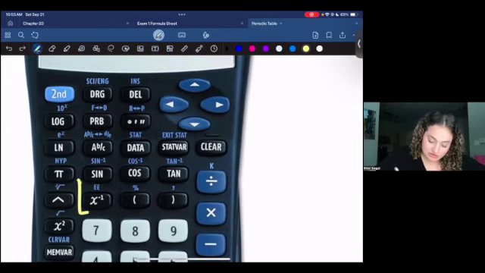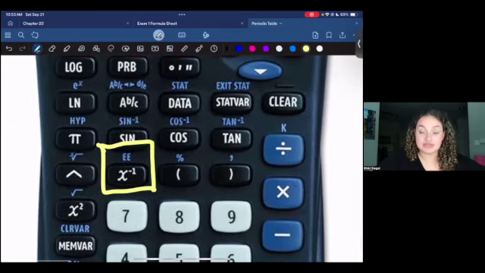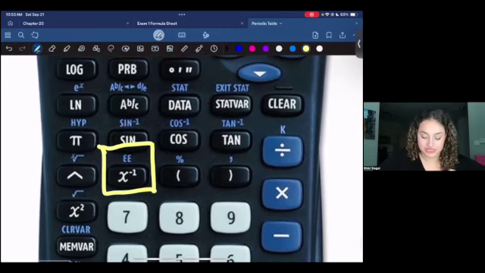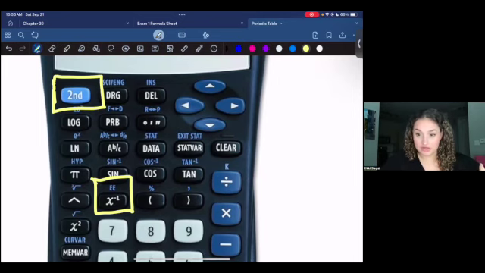So we have x to the -1, but if you look above that, it's kind of hard to see, you see 2 capital E's. That is our function for scientific notation. How do I get that? You are going to press second and then x to the power of -1.